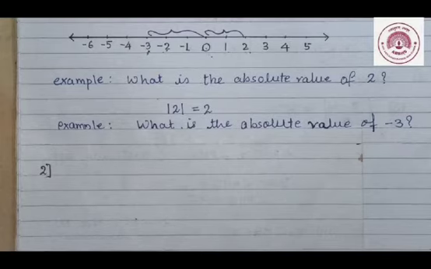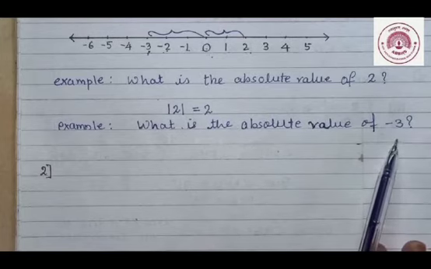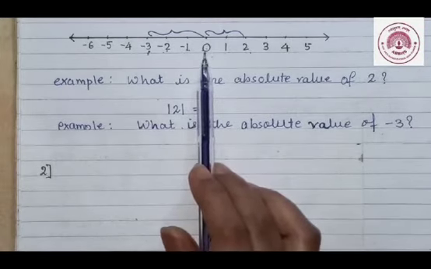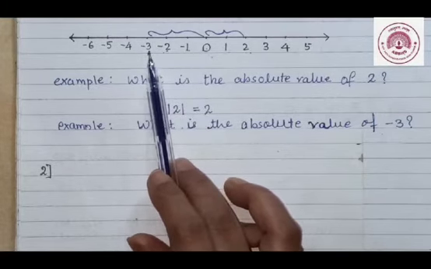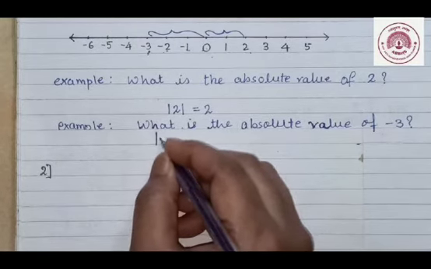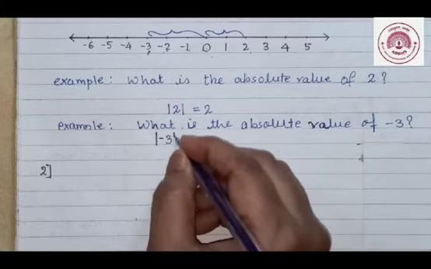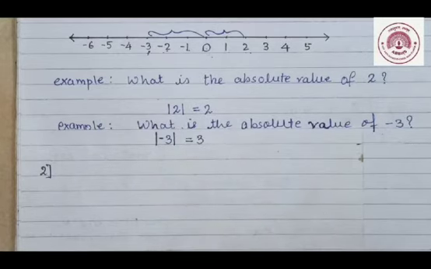Let's see one more example. What is the absolute value of negative 3? Now see, the distance between 0 and negative 3 is 1, 2, 3 units. So the absolute value we will write inside the vertical lines. So the absolute value, or modulus, of negative 3 is equal to 3. Now students, the absolute value of any number is always positive, because the distance between any 2 points is always positive.